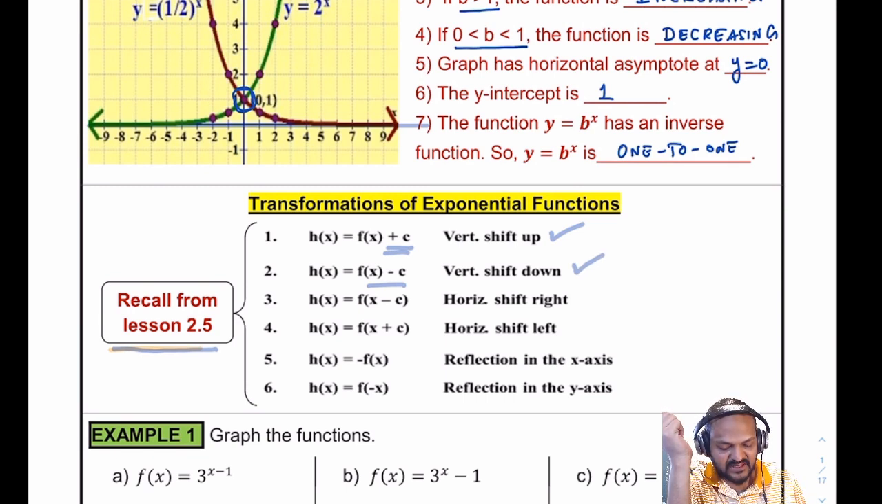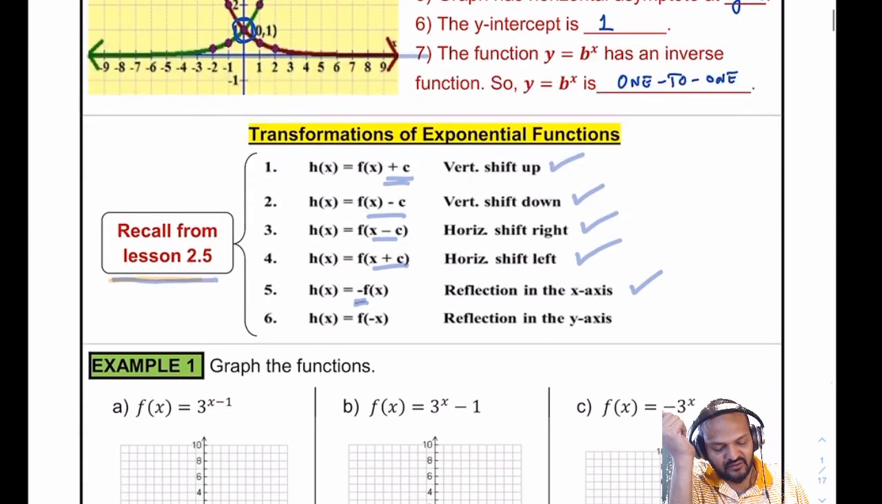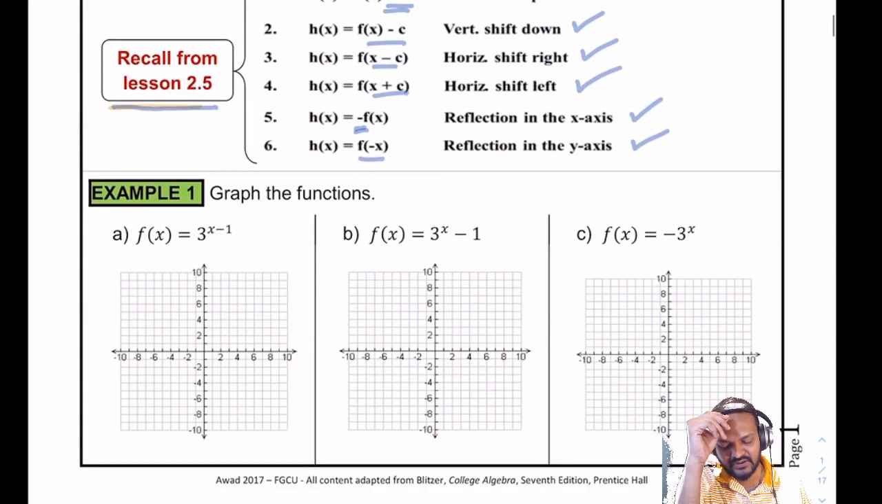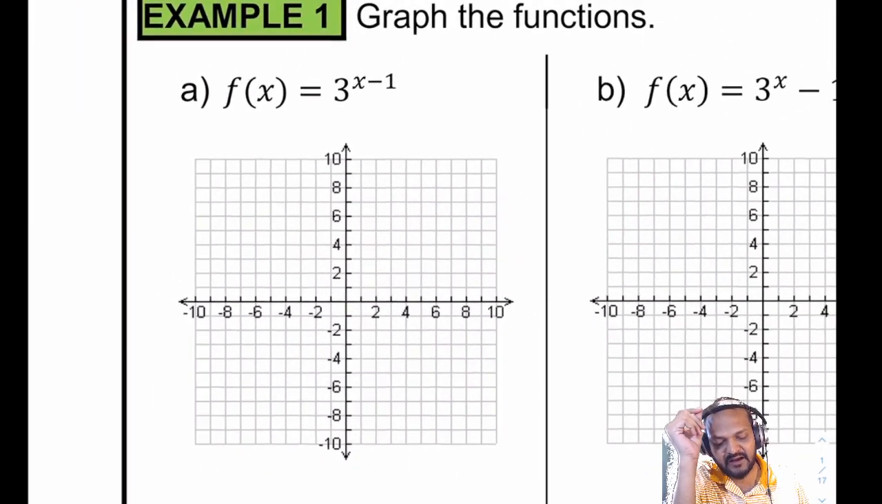If you subtract c from the independent variable, it's a horizontal shift to the right. And if you add a constant to the variable inside the function, it's a horizontal shift to the left. If you have negative f of x, that's a reflection on the x-axis, and if you have f of negative x, that's a reflection in the y-axis. So that is what we are going to use to graph the following functions. Before I graph these functions, let me graph the basic function.